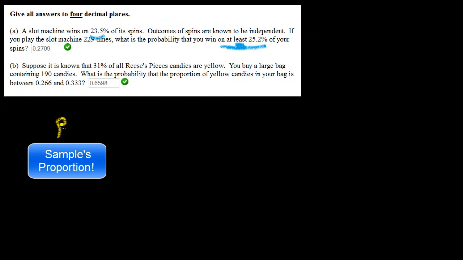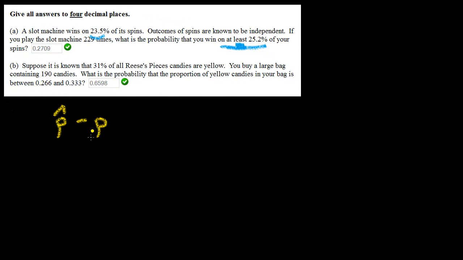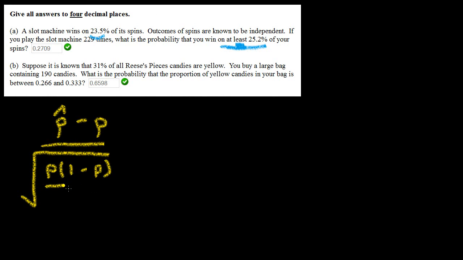We need to use the sample proportion, denoted as p hat, subtract the proportion of the population, denoted just as p, divided by the standard deviation of the sample proportion. You can get this by doing the square root of the population proportion, multiply 1 subtract the population proportion, divided by the sample size, which is going to be n.